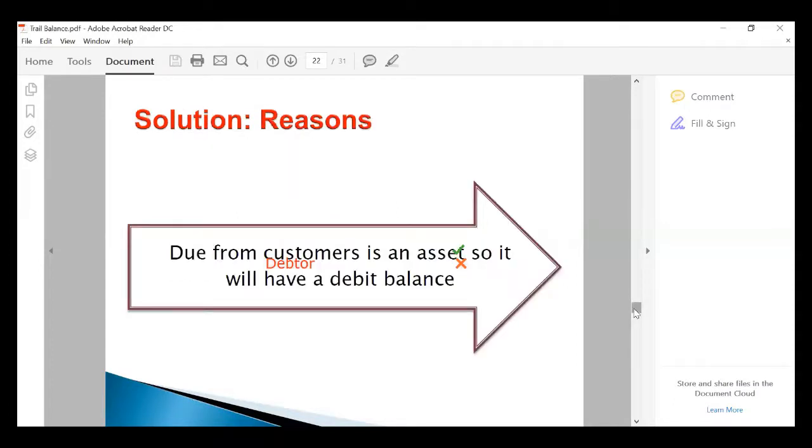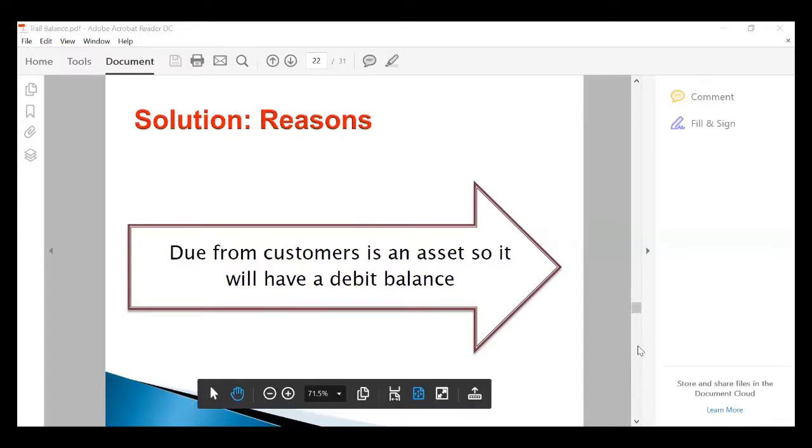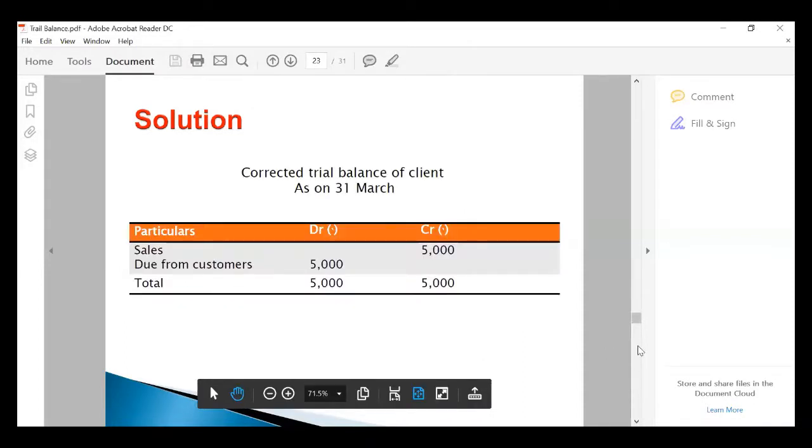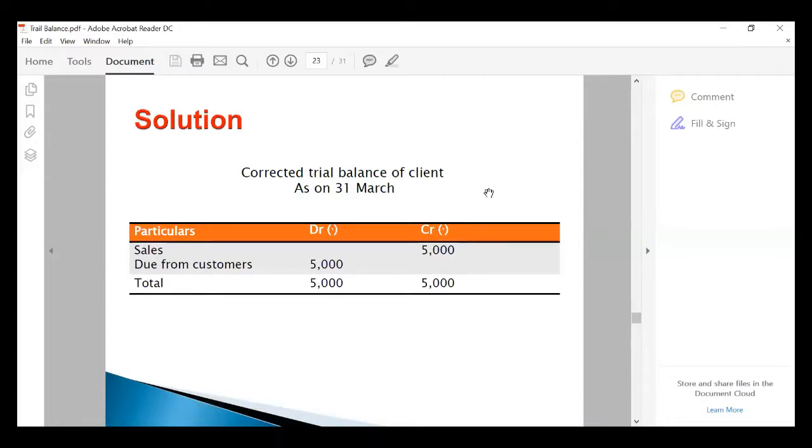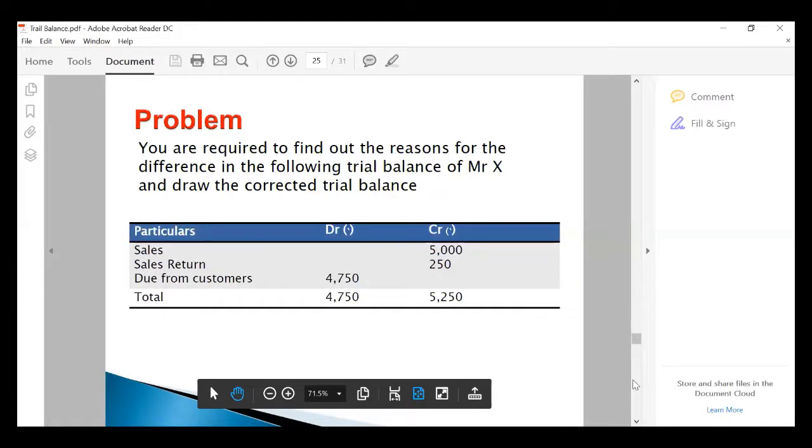Okay, so the answer is due from customer is a debtor, is an asset. So it will be our debit balance. So the correct trial balance will be sales is an income, credit. Due from customer, debtor, debit. So these two are clearly tallied. Let's see case 2. Can you just go through that?